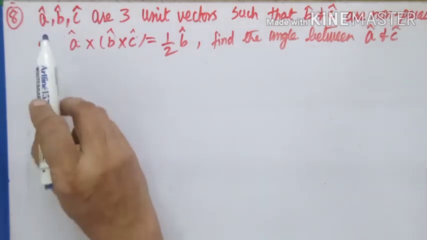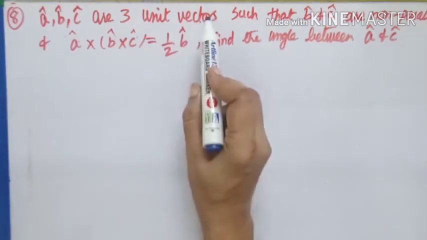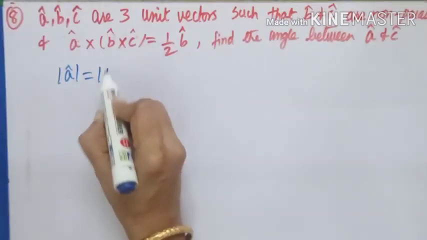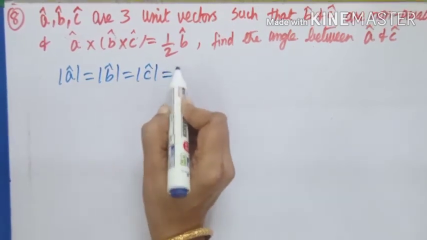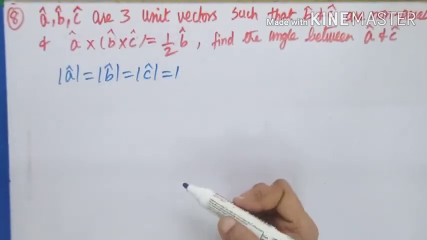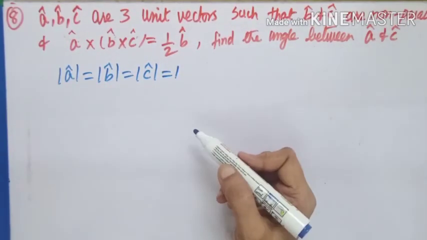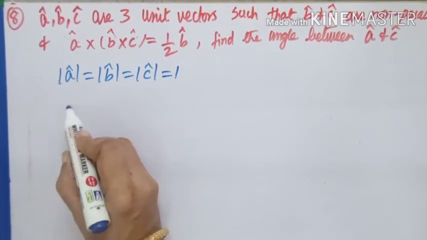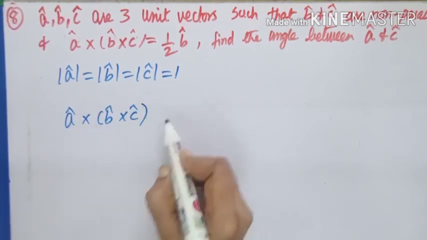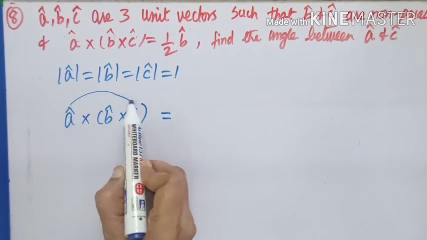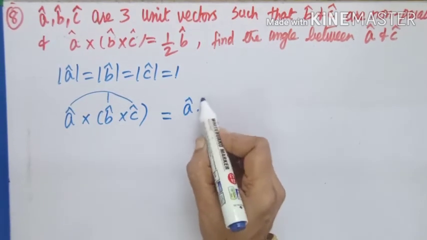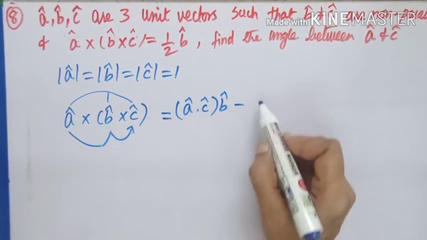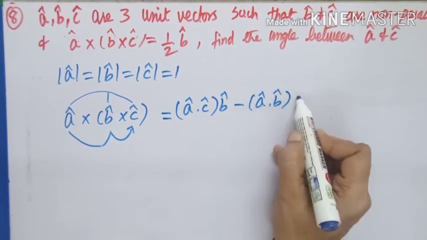Question number 8. We are given A, B, C are 3 unit vectors. As soon as I read they are unit vectors, remember the modulus is 1. Unit vectors imply the modulus is 1. B and C are non-parallel, that means B cross C is not 0. I want to compare this answer. So A cross B cross C. What is my formula? A dot C into B minus A dot B into C.